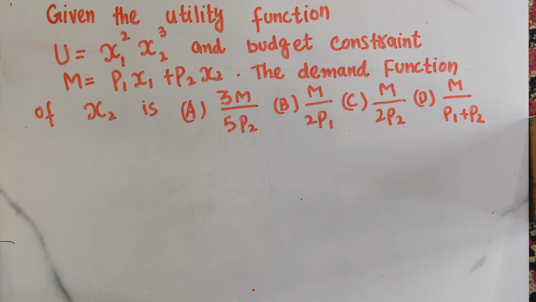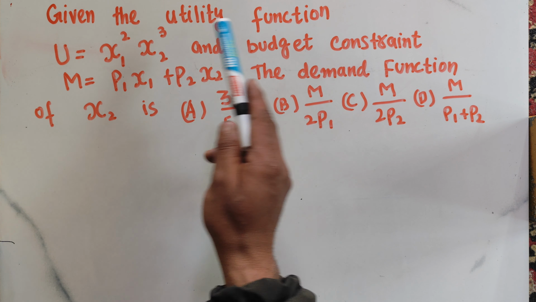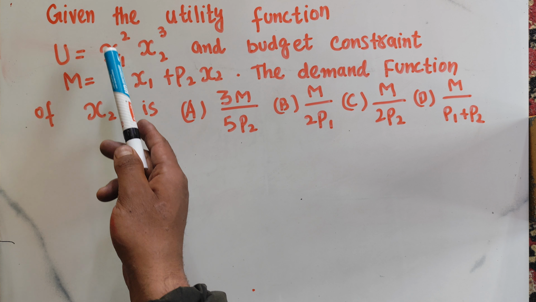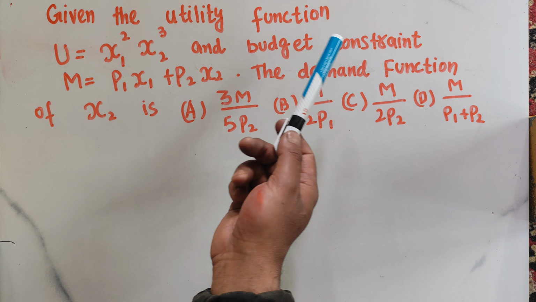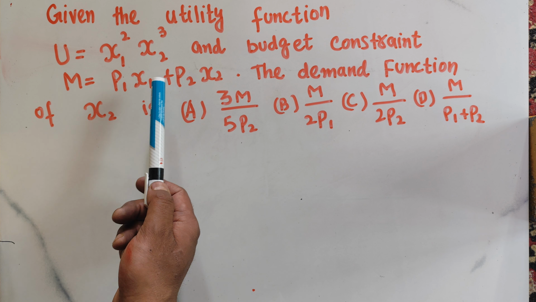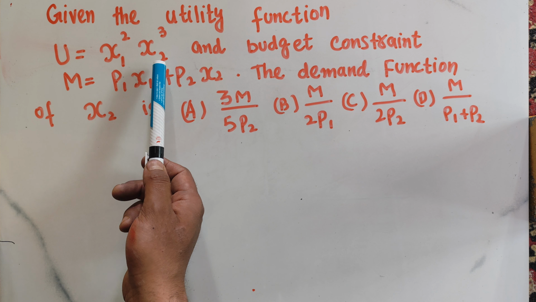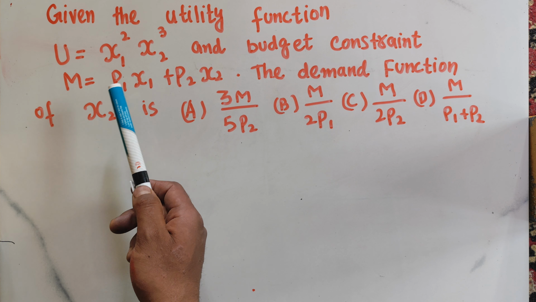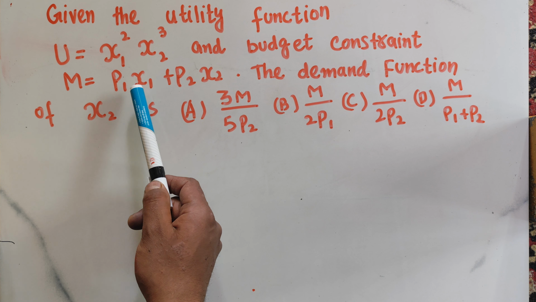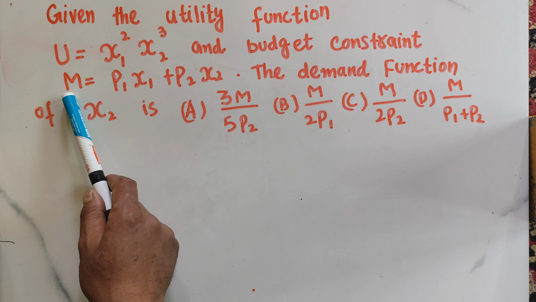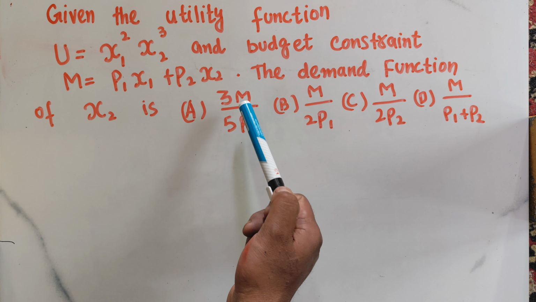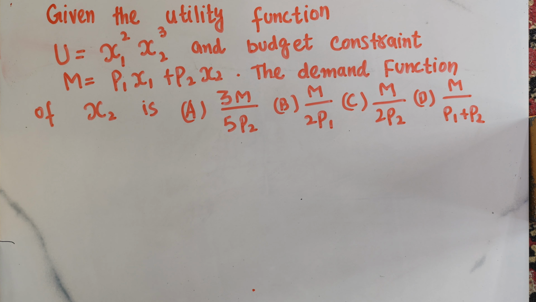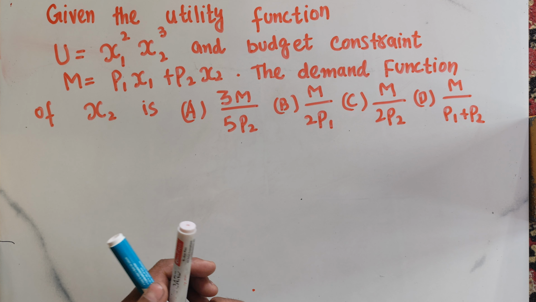In this video, we will learn how to find out the demand function from the utility function. The question is: given the utility function u = x1^2 times x2^3, and budget constraint m = p1 x1 + p2 x2, where x1 and x2 are the two goods, p1 and p2 denote the prices of goods x1 and x2, and m denotes the income, we have to find the demand function for good x2. Options are given, such as 3m upon 5p2, and we need to find the correct option.